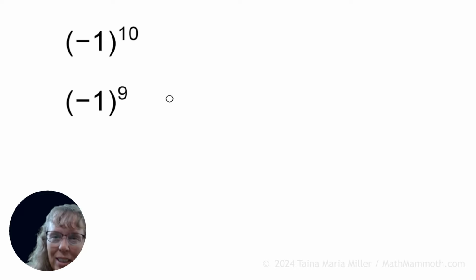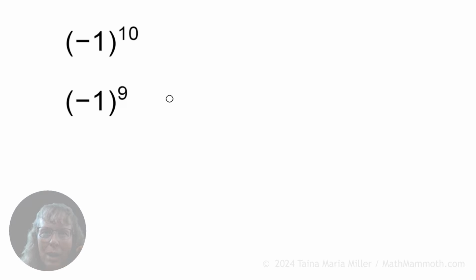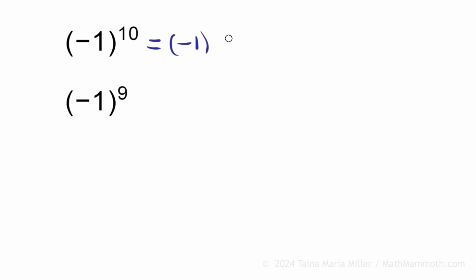In this first one, negative 1 is multiplied by itself 10 times. So we could pair those negative 1s. Each 2 of them gives 1, right? Negative 1 times negative 1 is 1. And we would have 5 such pairs, 1 times 1 times 1 times 1 times 1. Okay? You see what I'm saying? This is going to be 1. But we have these pairs, 5 of them. Total 10 factors, so the answer will be just 1.